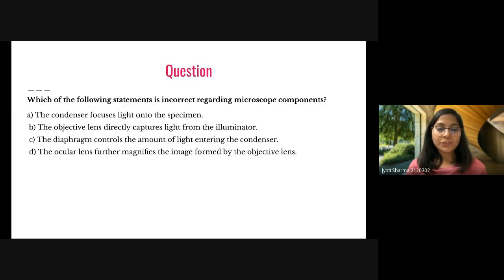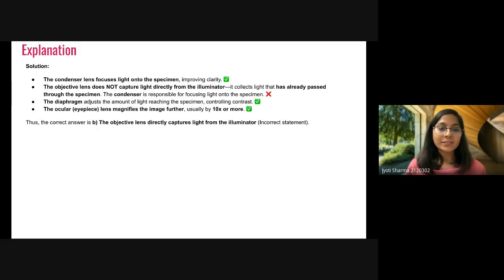The next question is, which of the following statements is incorrect regarding microscope components? You can read this, and let me tell you the answer: the objective lens directly captures light from the illuminator is the incorrect statement. Why is this incorrect? Because the objective lens does not capture light directly from the illuminator. It collects light that has already passed through the specimen. So this is the incorrect statement.